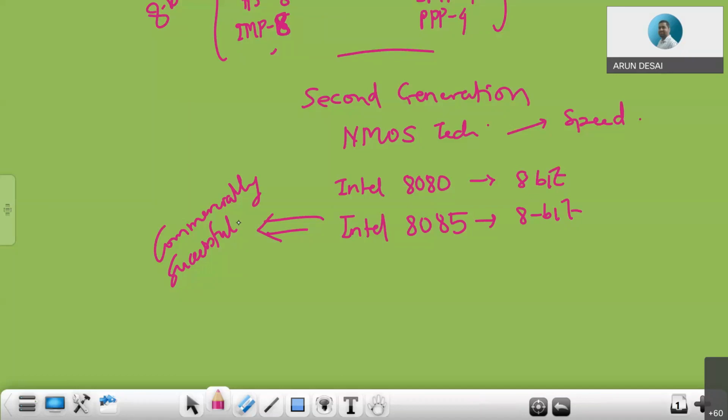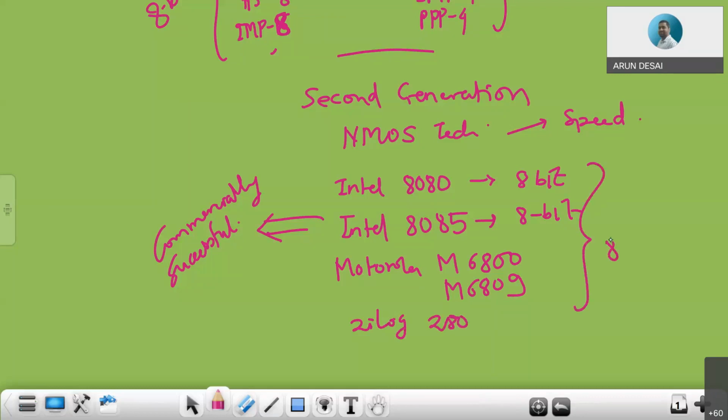Motorola also comes into the picture in second generation. They came up with the M6800. Again, Motorola has an addition as the 6809. Then Zilog is also there with the Z80 processor. Those all are again 8-bit processors, right?